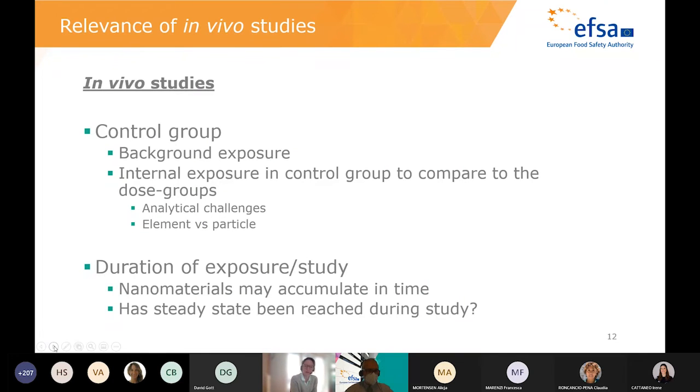And then as a last item, the duration of the study or of the exposure. Nanomaterials may accumulate in time. And if you have some information on the internal exposure, you can get insight if this accumulation is likely to occur, but also if steady state has been reached and if the study duration that is used is adequate.